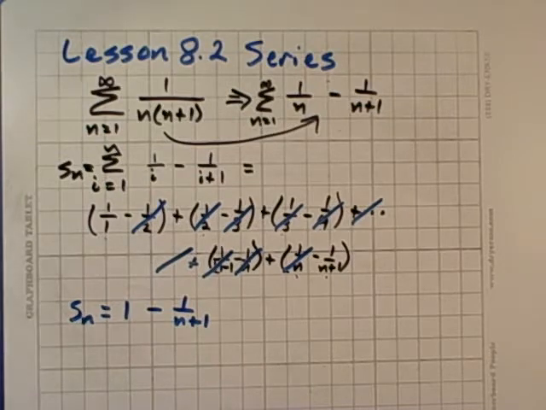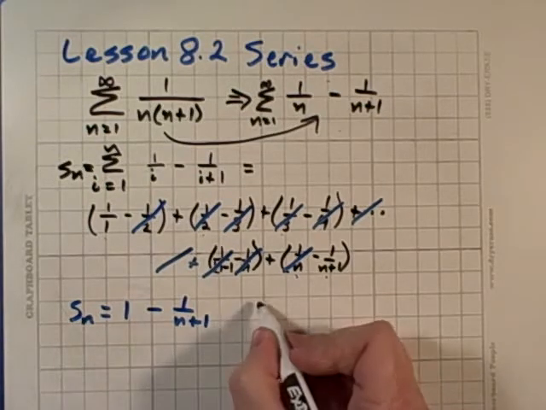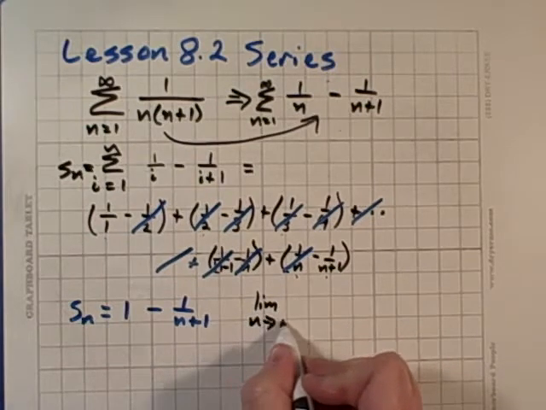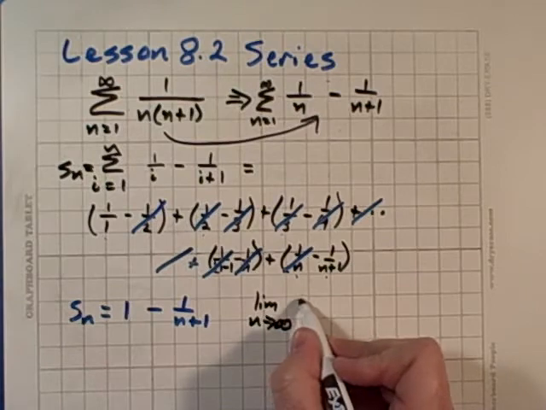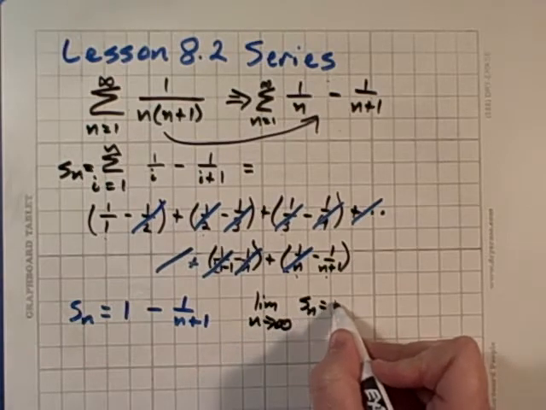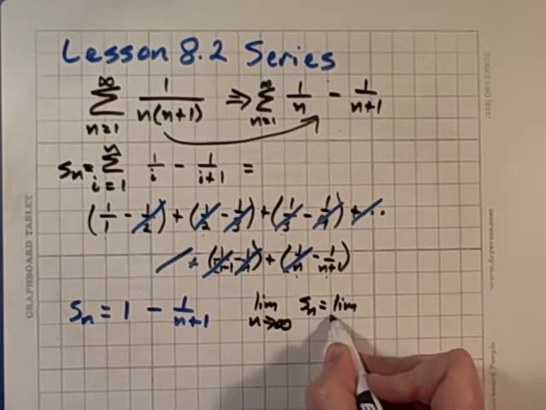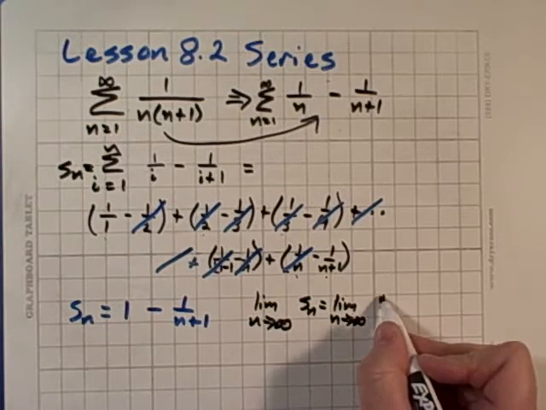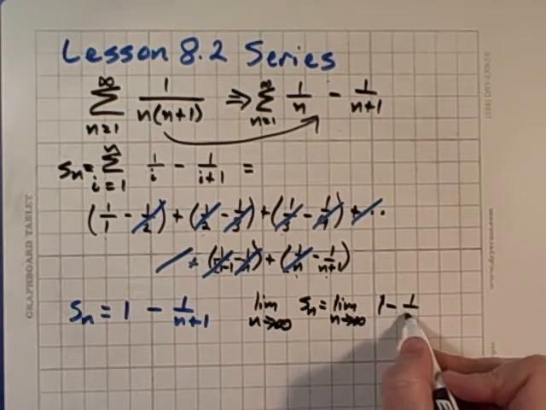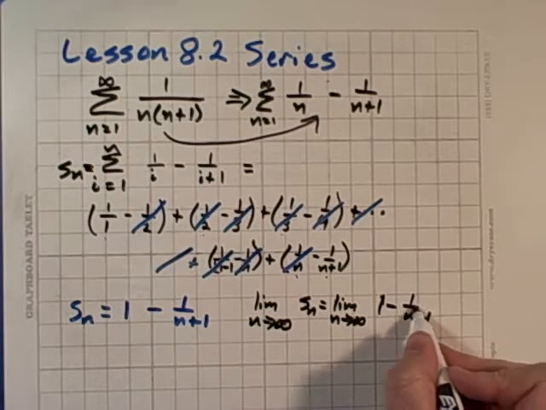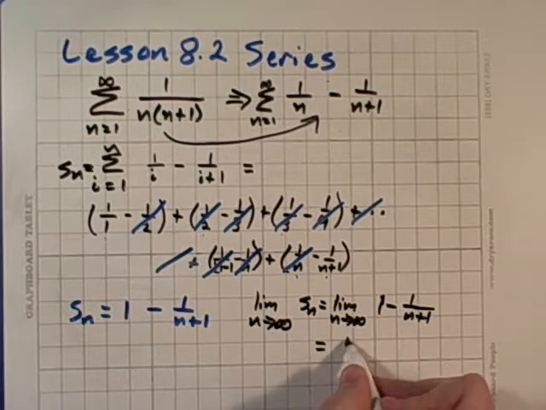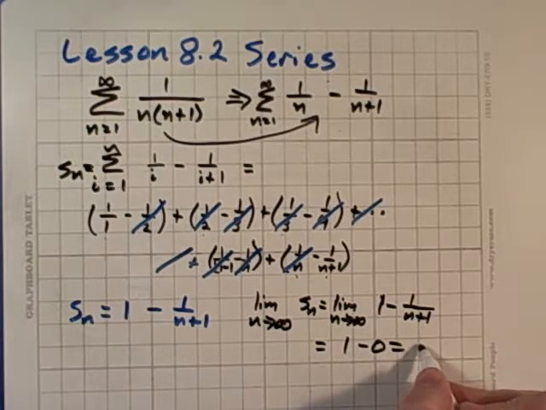We wish to find the limit of that as n goes to infinity. So the limit as n goes to infinity of s of n would be the limit as n goes to infinity of 1 minus 1 over n plus 1. This term goes to 0, and it's true that the sum is 1.